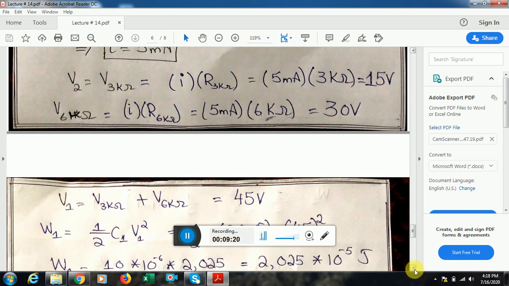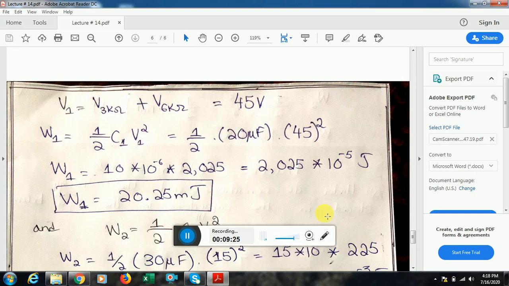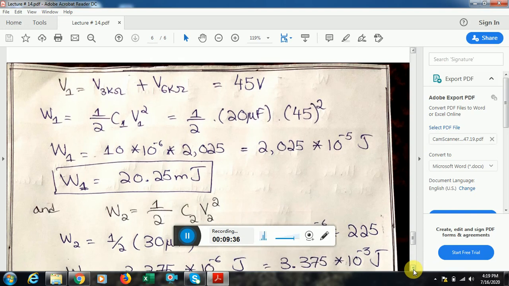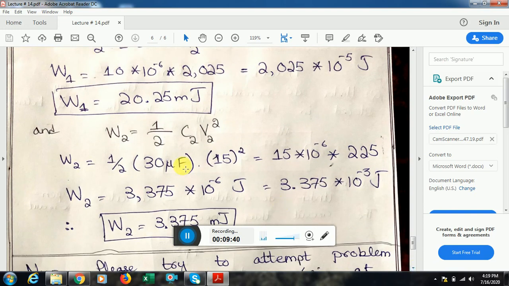Now moving on, we have to use the energy formula, which was 1 by 2 C V square. Since we have two capacitors, we'll use C1 V1 and C2 V2 as indicators for each of the capacitors. So W1 comes up to 20.25 millijoules and W2 is 1 by 2 C2 V2 square. It becomes 1 by 2 times 30 microfarad times V2 square, and this is how I get to know that W2 is 3.375 millijoules.